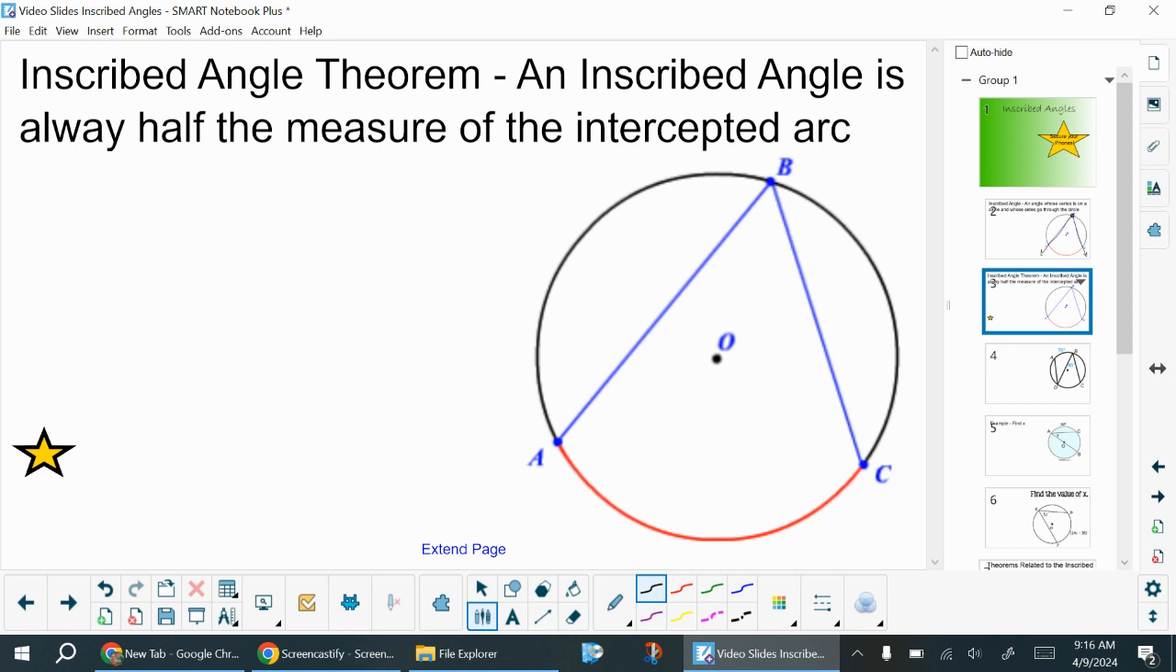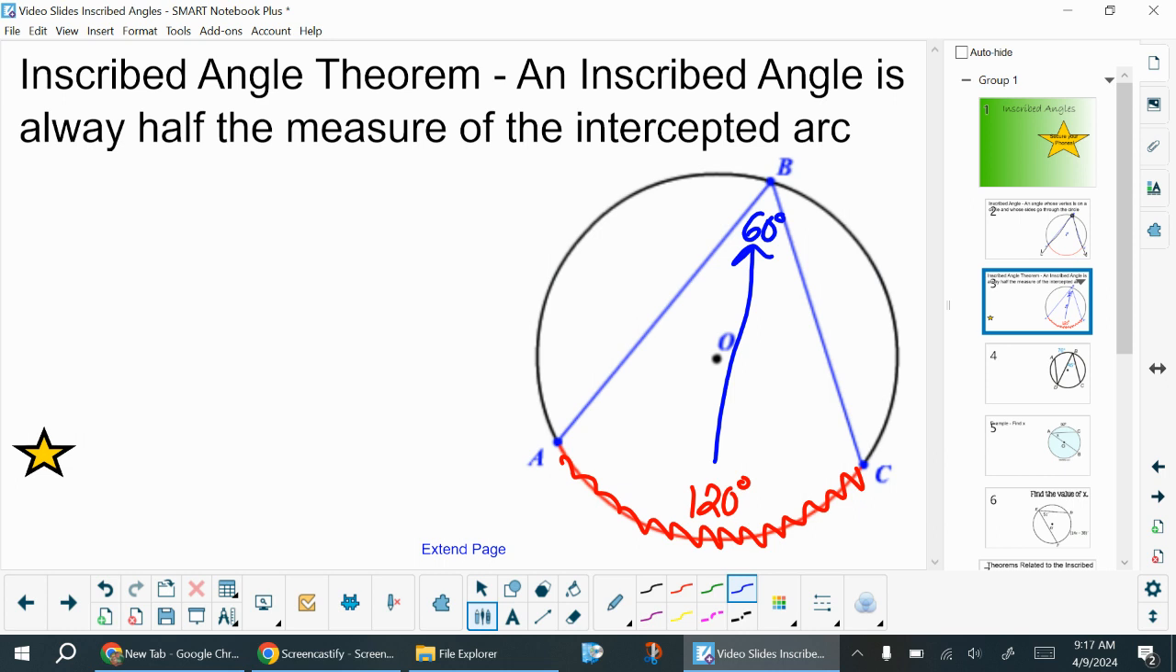Now, the inscribed angle theorem, we would have discussed this in class and did a little exploration, but it says an inscribed angle is always half the measure of the intercepted arc. And so this red arc is what we call the intercepted arc. It's just a piece of the circle that angle cuts off from the rest of the circle. So if this arc was 120 degrees, what that would mean is that this inscribed angle way in here is 60 degrees, right?